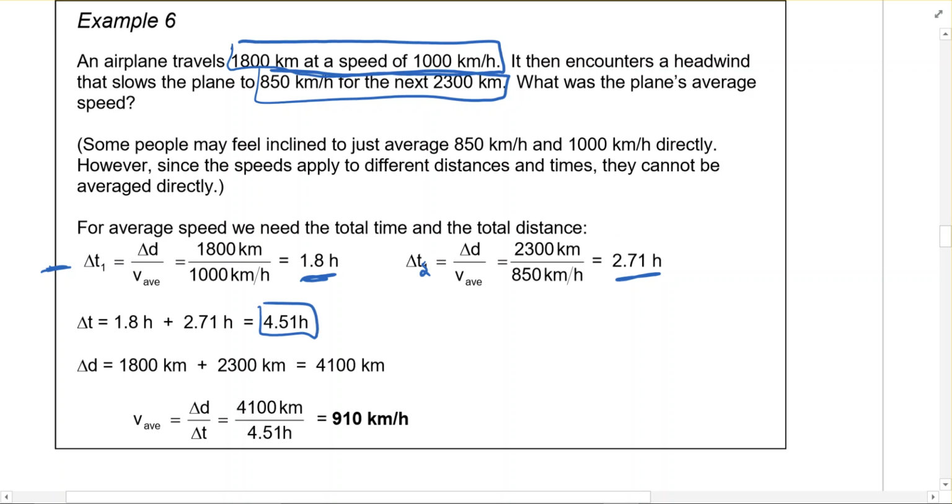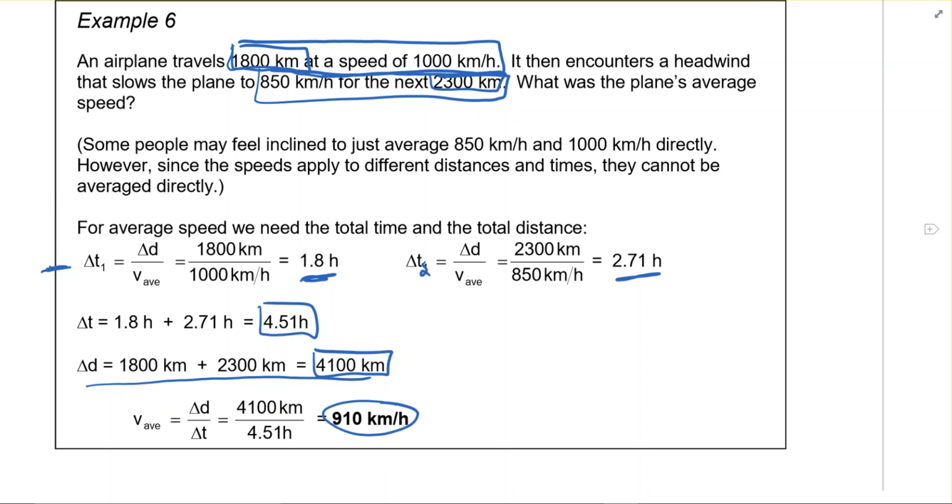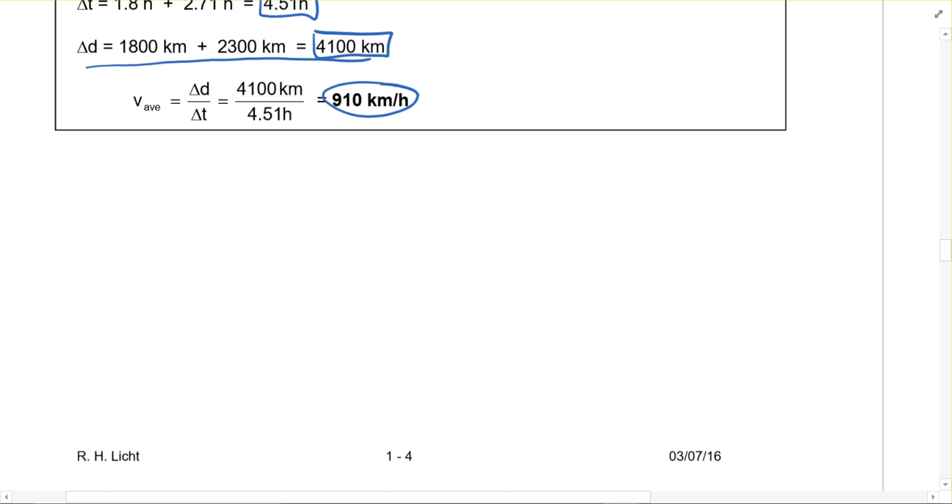Total distance: we already have the distances. We've got 1,800 kilometers and 2,300 kilometers, so we just add those together as well. Now these are the two numbers I'm going to use. Just put them into my formula, and we end up with 910 kilometers per hour. Okay, so that's how you do those.